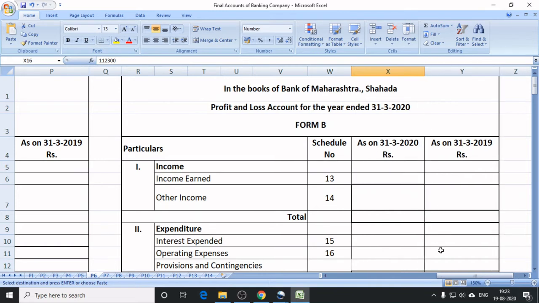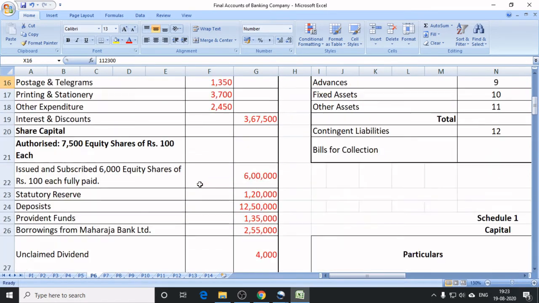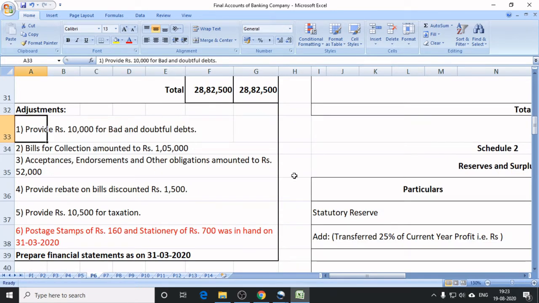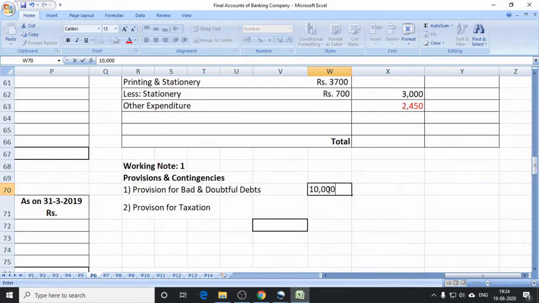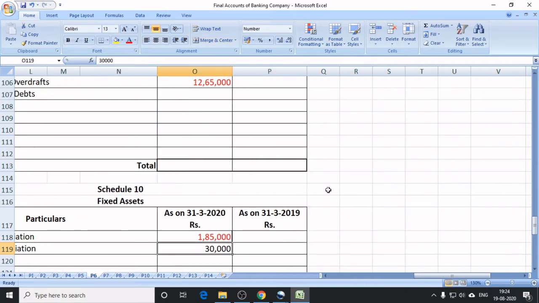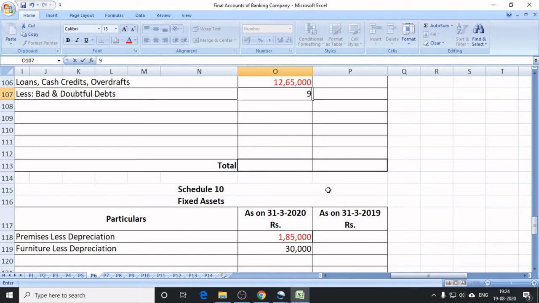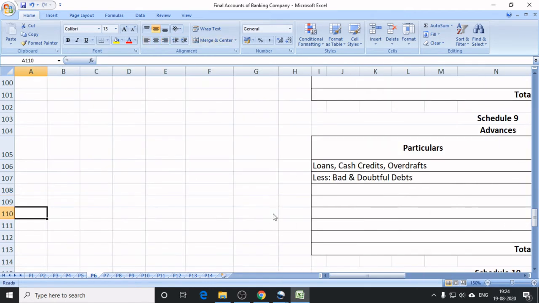Now we are done with the particulars of the trial balance. Now let's discuss in detail all the adjustments one by one. The first is we have to make a provision for bad and doubtful debts. So against the irrecoverable loans, that much provision we are supposed to make. So first show this under provisions and contingencies, 10,000 rupees here, and the next effect is we have to deduct it from schedule number 9, advances, to calculate the net advances of the bank. So here 10,000 rupees, in schedule number 9, advances. Okay, we are given two effects.